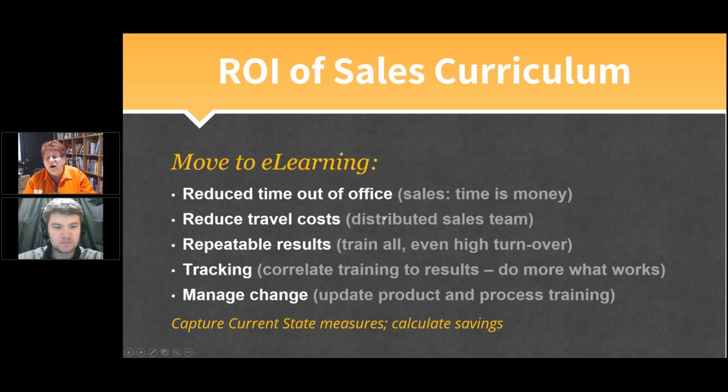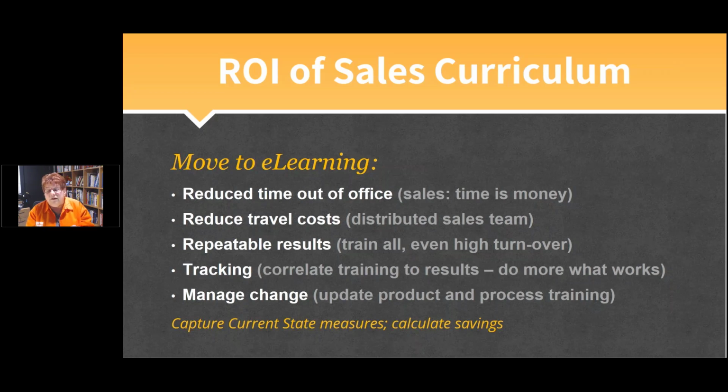So reduce time out of office, reduce travel costs. This is usually the big one. If you're currently training based on having people go to a training event, and you have a distributed sales team, then the travel costs are huge, and you can usually pretty readily offset the cost of purchasing a curriculum by just going to e-learning for that. Repeatable results. Sales in some environments is very high turnover, so how do you manage attrition?